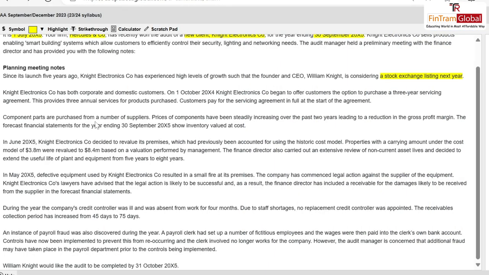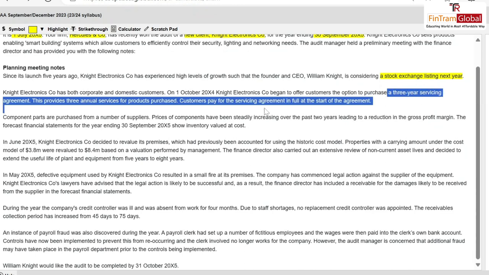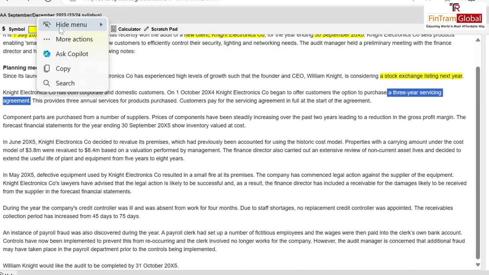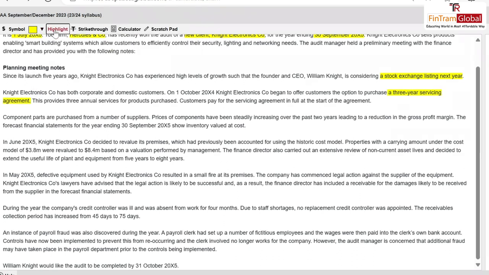What else? Knight Electronics Co. has both corporate and domestic customers. And on 1st October 2004, Knight Electronics Co. began to offer customers the option to purchase a 3-year servicing agreement. All right. So there's a 3-year servicing agreement. And what else? This provides 3 annual services for products purchased, and customers pay for the service agreement in full at the start of the agreement. So this is their revenue model, isn't it?